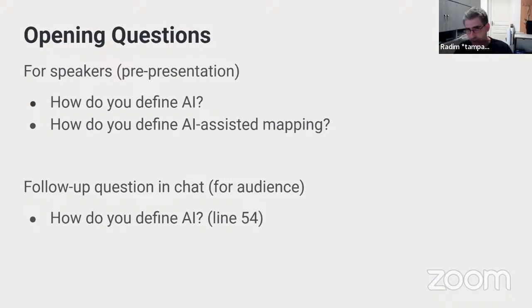What was the second question? Yes, AI-assisted mapping. For me, it means using techniques of machine learning to make mapping by volunteers more effective. It means faster, and with higher quality.